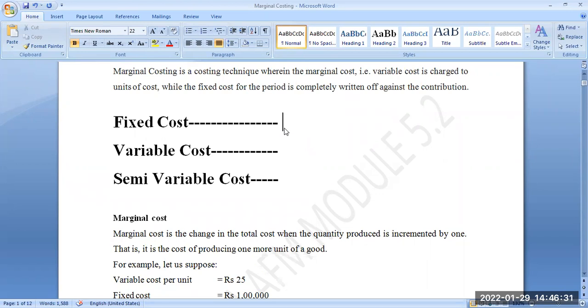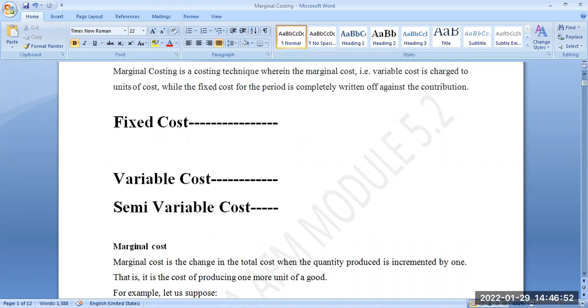Then you are misunderstanding the meaning of fixed cost. First you have to decide what fixed cost is, then only you can tell whether raw material is a fixed cost or variable cost. What are the characteristics of a fixed cost? Price remains fixed. That's what I told you: don't confuse this with fixed price. Fixed price is different from the fixed cost we refer to here.